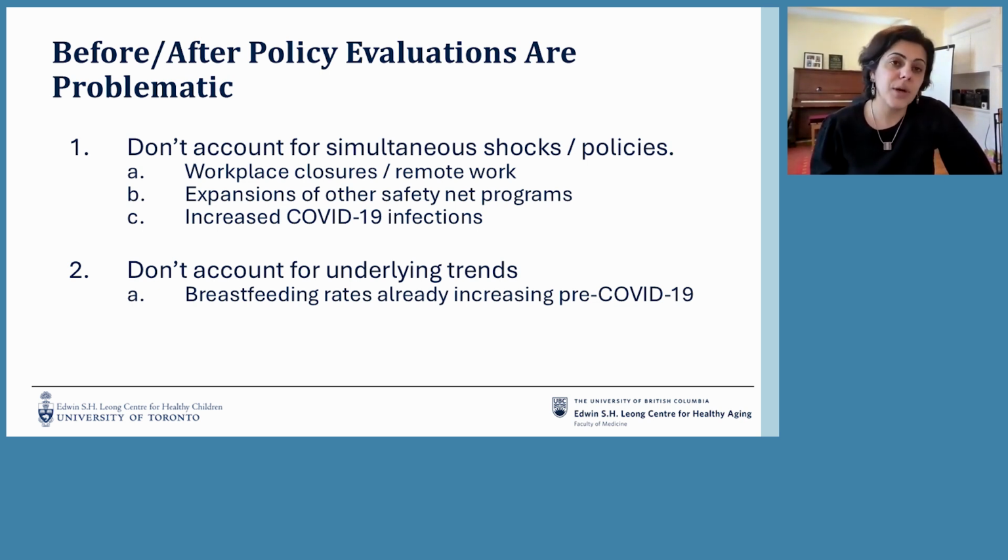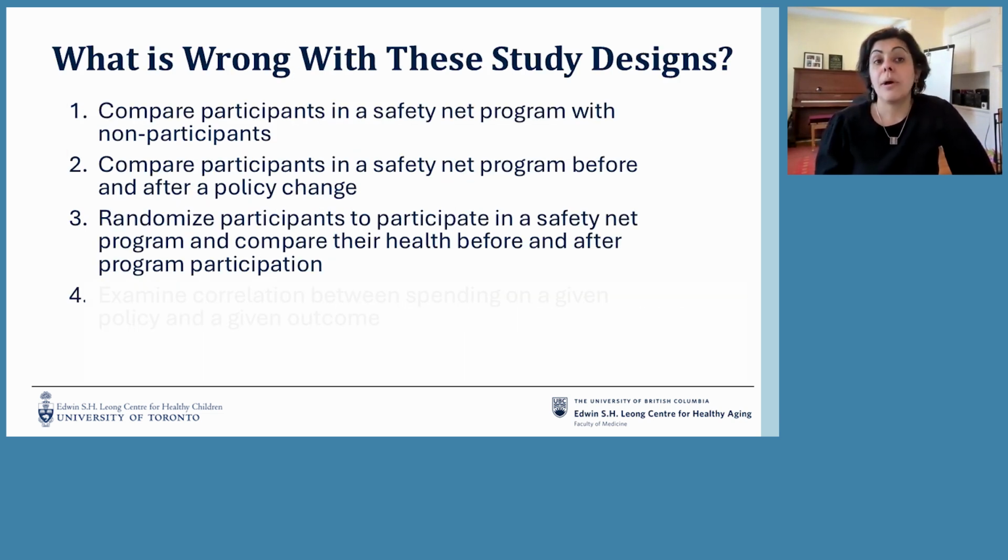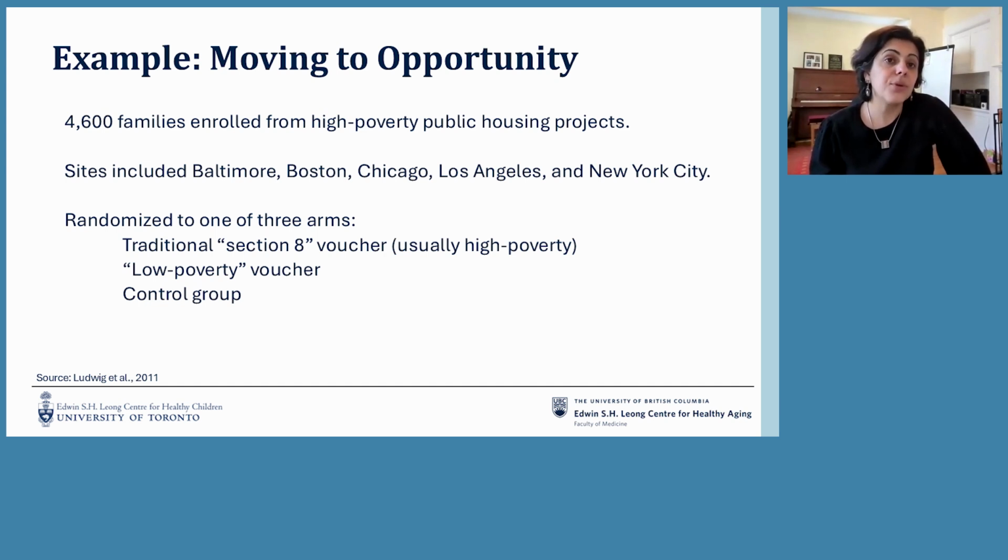So let's go back to our list of possible methods again. What about actually doing a randomized trial so that we can have a real control group and also have longitudinal data to get the best possible estimate? So one classic example of an RCT in the context of a safety net program is the Moving to Opportunity experiment. So MTO, as it's known, involved about 4,600 families enrolled from high poverty public housing projects across 5 US cities. The investigators here randomized the participants to one of 3 study arms.